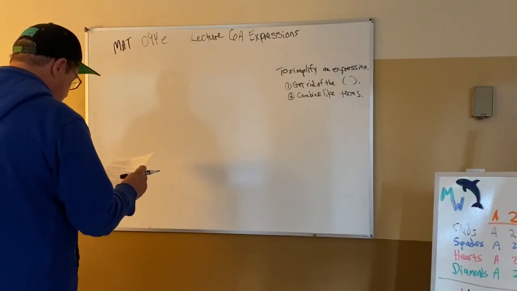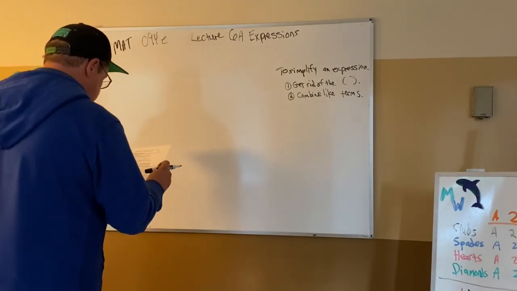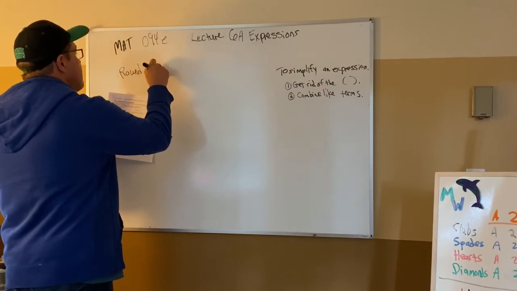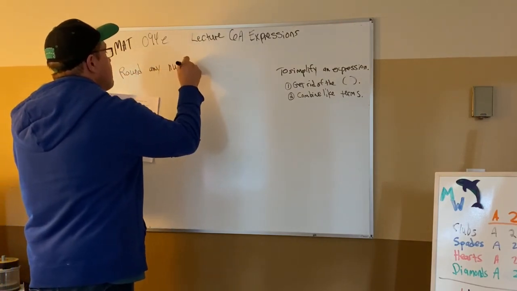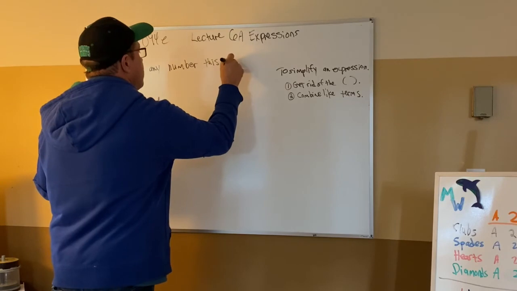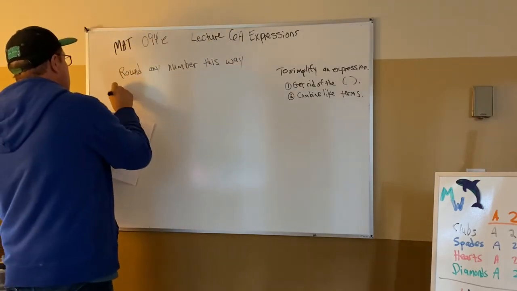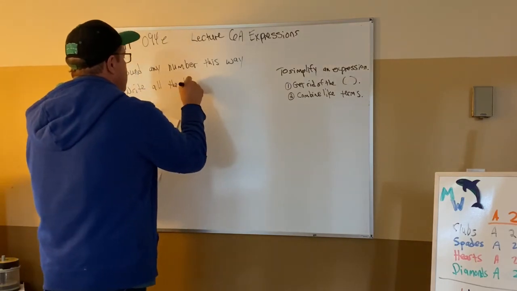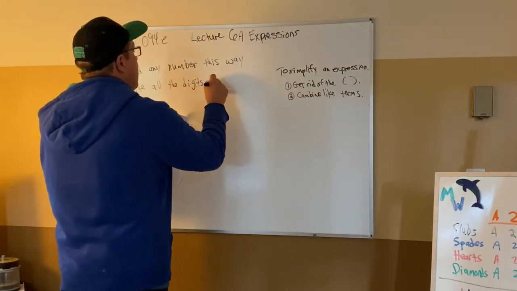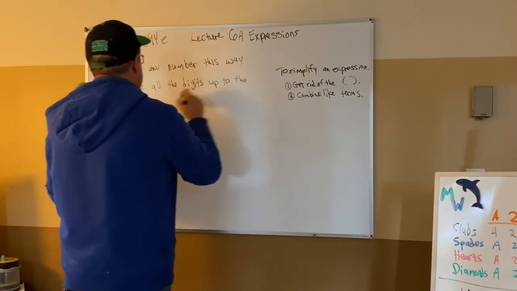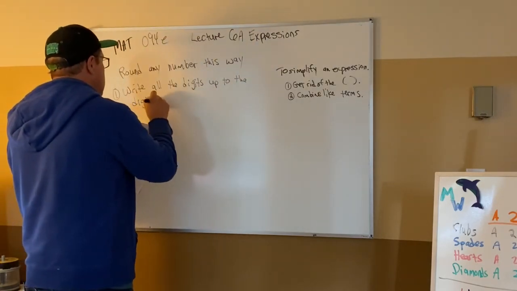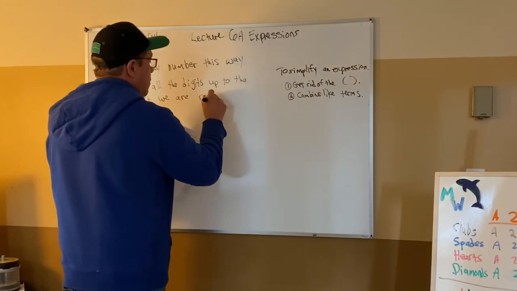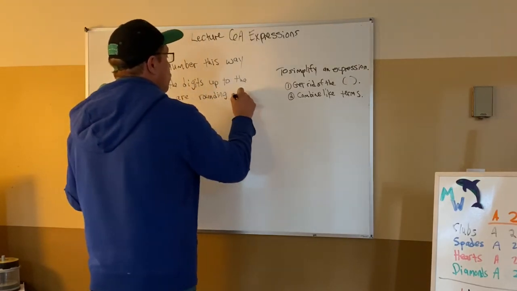So now I want to take a quick look at rounding some integers. I want to round a number, and this is the way we do it. Number 1, write all the digits up to the digit we are rounding, and one more.